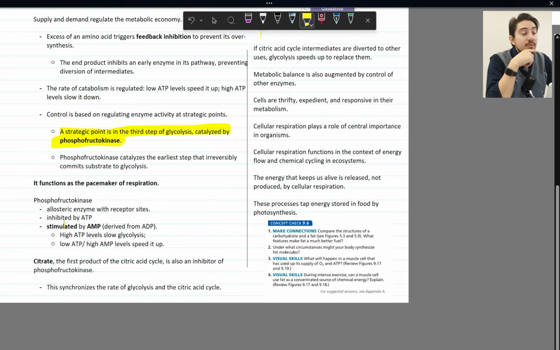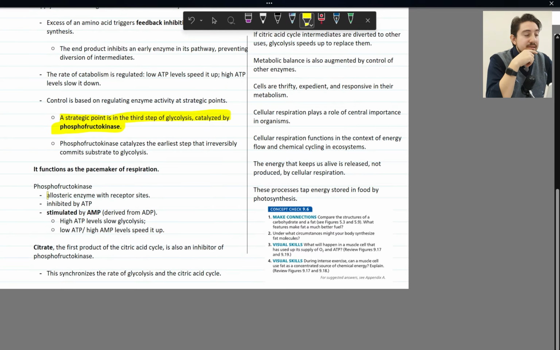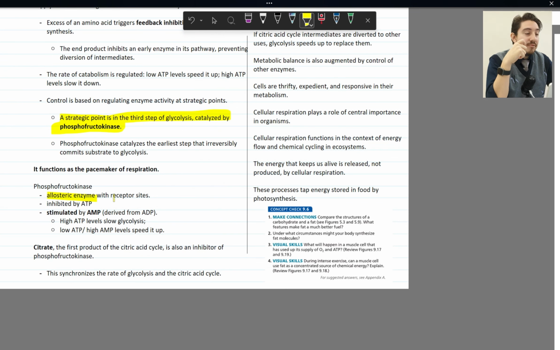The way that it works, and I'm going to show you the diagram really quick, is that it is an allosteric enzyme. And these allosteric enzymes, if you remember, have receptor sites and can bind to several complexes and several substrates. It's inhibited by ATP. It is stimulated by AMP. AMP is adenosine monophosphate, so it's only one phosphate.